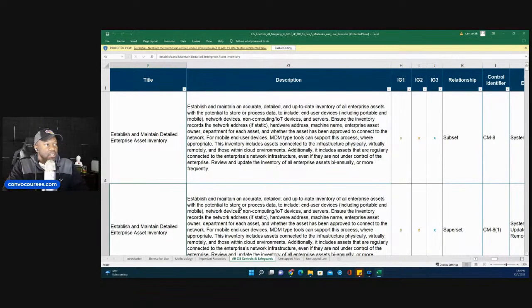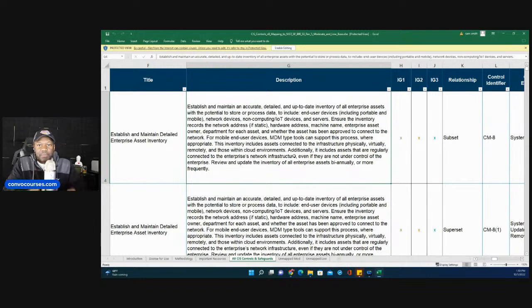It's very basic. So let me show you what we're talking about here. We're talking about how we actually maintain the detailed enterprise asset inventory. It explains it here, details what they're looking to see. They're saying that you should have an up-to-date inventory of all the assets in your environment.